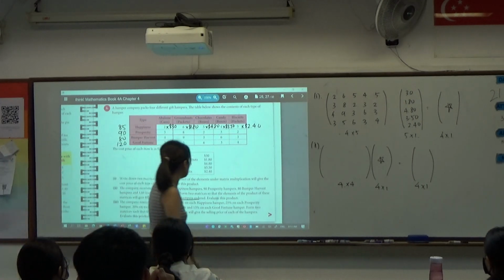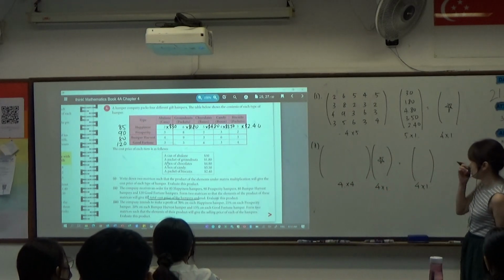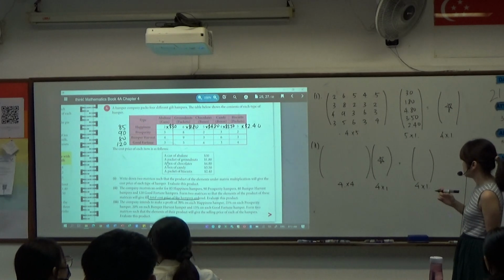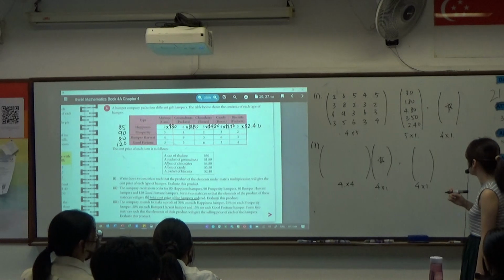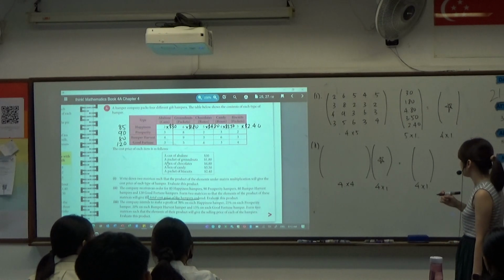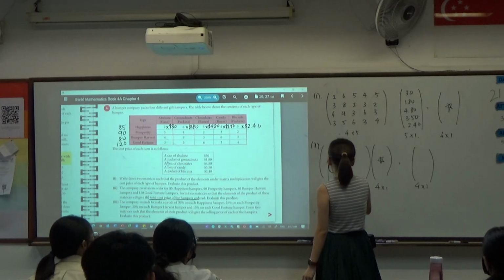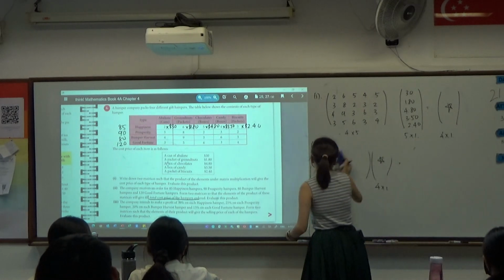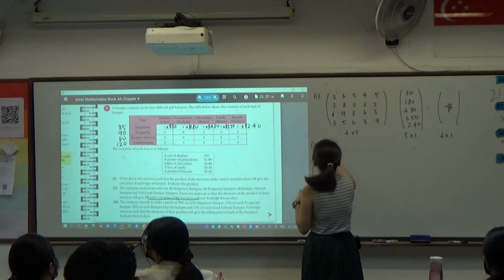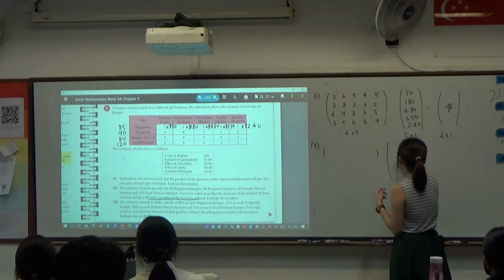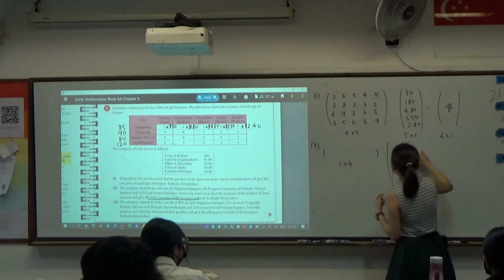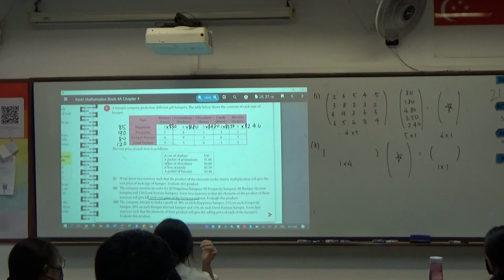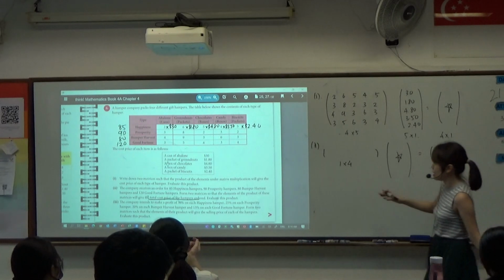Oh, okay. So I was thinking of, so I need a 1 by 4, can. Oh, okay, can. Sorry, I was thinking of something else. Okay, so I can do a 1 by 4. Okay, because eventually I need a 1 by 1 matrix because I'm only looking for the total cost price of the hampers, not the individual cost price. Okay, sorry, I misread that.